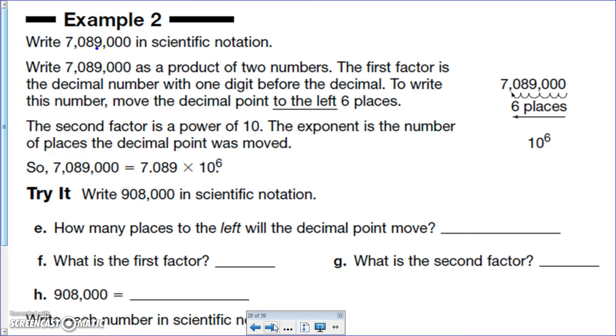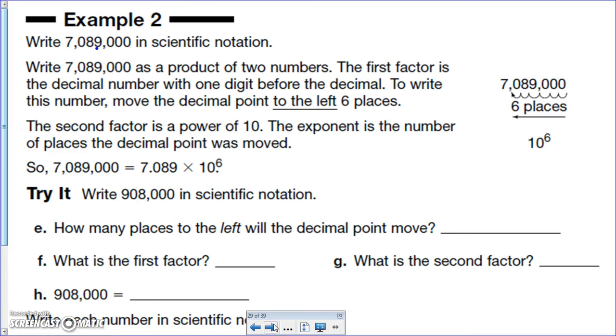So every whole number has an invisible decimal floating at the end of it. So basically, we're bringing that decimal from the very end of the number all the way up to right behind the first digit, which in this case is the 7. So our decimal number becomes 7.089. So you have to continue writing it out until all that's left behind the digit is zeros. Then it's times 10 to the 6th.